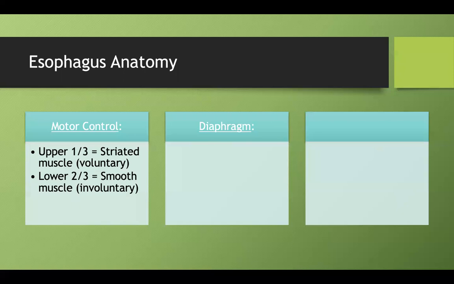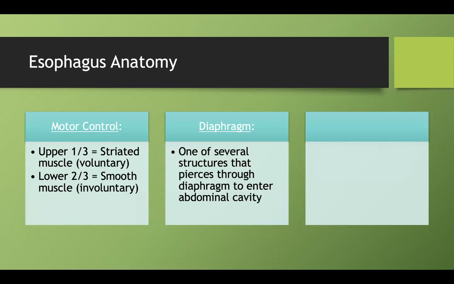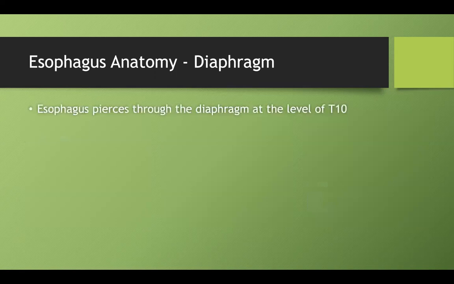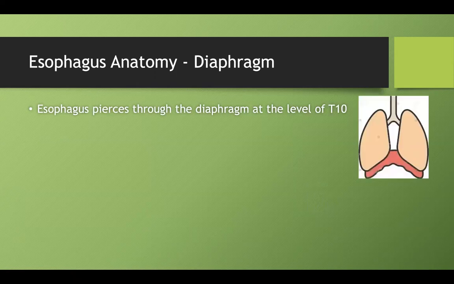I think this is a good part to talk about the diaphragm, since the esophagus does pierce the diaphragm, and they do like to test which structures pierce the diaphragm. So let's just go over that really quickly. The esophagus pierces the diaphragm at the level of T10. And so if this is our diaphragm here, I just wanted to refer to some other structures that pierce the diaphragm too, including their spinal level.